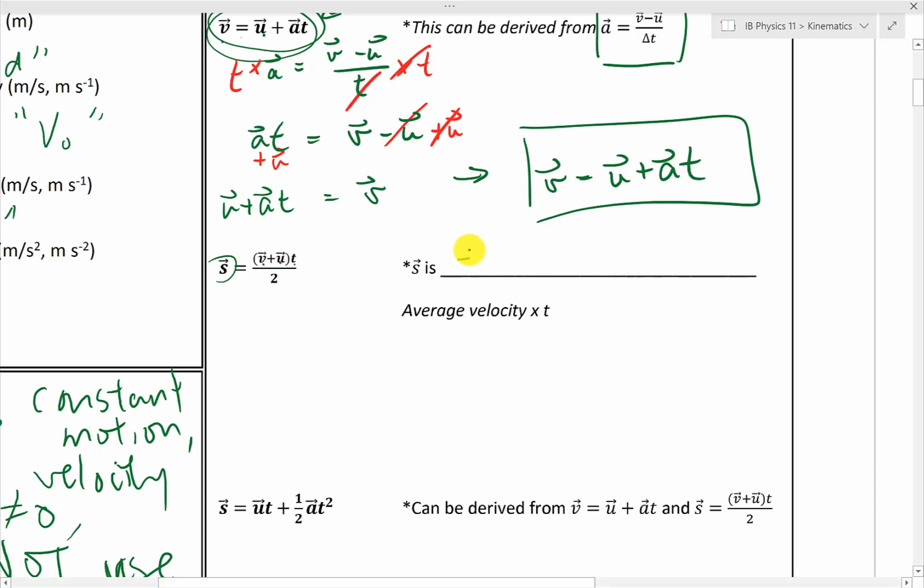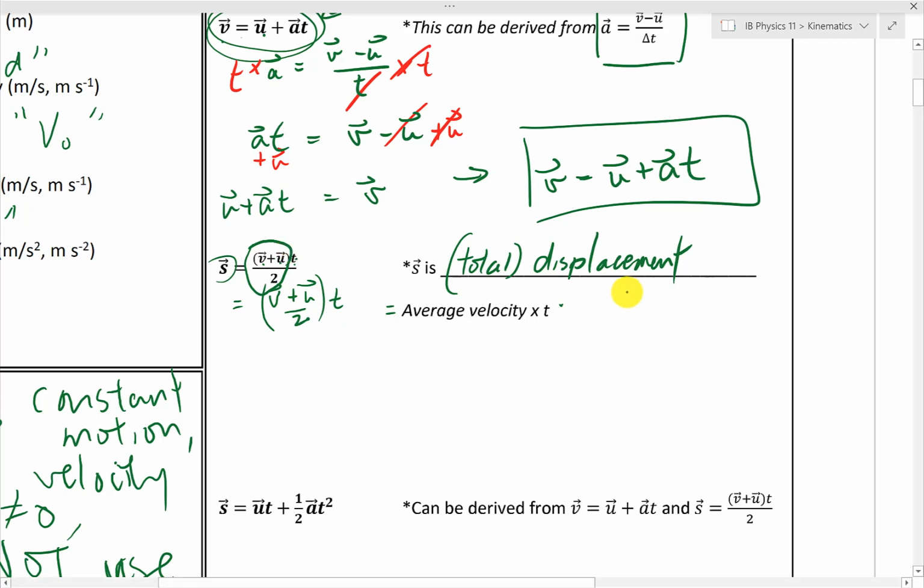We know s is your displacement, and I'm just going to put here total displacement. It's just the change in position, essentially. I wrote here, this is equal to average velocity times t. So what does this all mean? One thing you will notice is the t here matches that t. You have the sum of the final and initial velocity divided by 2. So really, I could rewrite this as (v + u) divided by 2, and all of that times time. That can be rewritten like that. It's something that you can do.